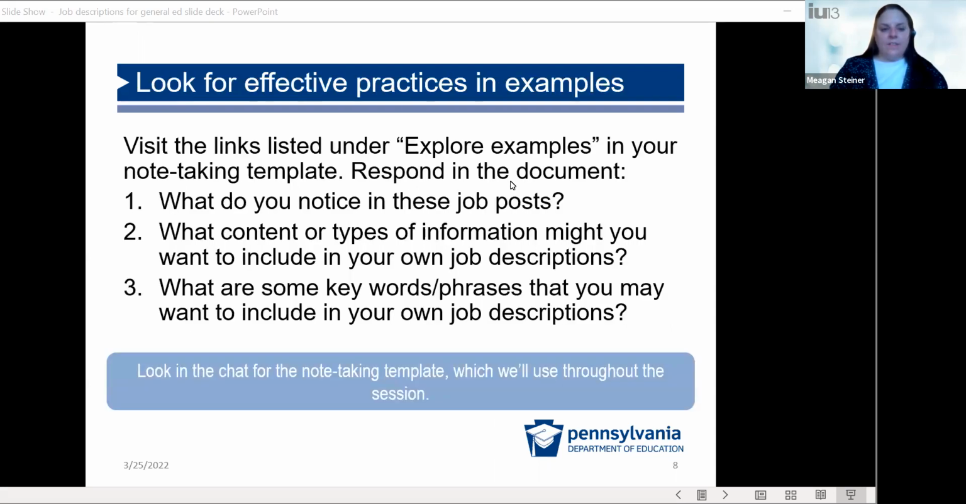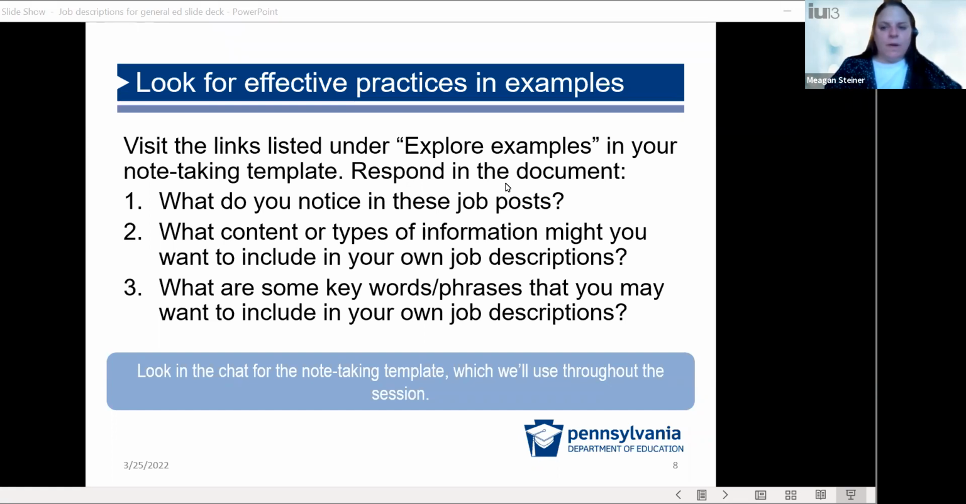So with that, we are going to start using the note-taking template. I have the hard copy and you have the digital copy, which I feel is more useful anyway. You'll see there's a section at the top called Explore Examples. These are some examples of effective practices in action. I'll give you about 8 or 9 minutes to click through. You don't need to look at all of them. You can look at the ones that seem most interesting to you.